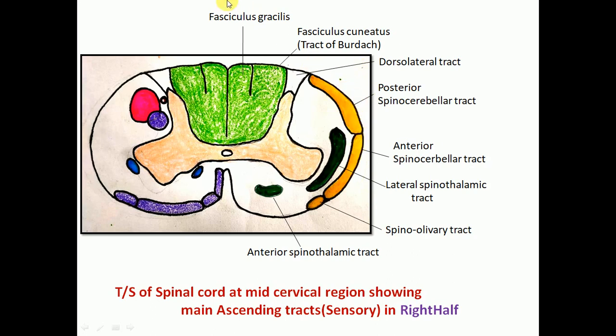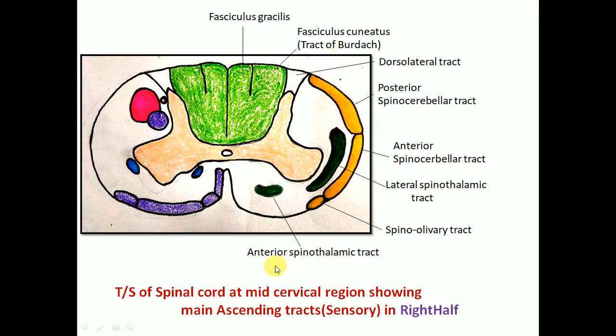Next to this, there is the fasciculus gracilis and fasciculus cuneatus. They are mainly concerned with the posterior white column, and it is also called the tract of Burdach and tract of Goll. They are mainly concerned with proprioceptive sensation and also vibration sense and 2-point discrimination. So all these functions are due to the fasciculus gracilis and fasciculus cuneatus. So all these tracts form the ascending or sensory tracts.